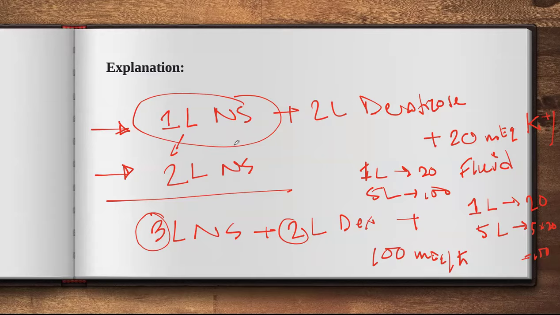Yes, so always add the deficit in the normal saline. No, it's not like that. You guys are making it difficult. It's not 20 milliequivalent for 1 liter plus 2 liter. I said 20 milliequivalent per liter of fluid. This is a different formula. If the patient was only getting 3 liter fluid, then it would be 3 into 20, 60 milliequivalent of potassium. Yeah, the deficit will be added to the normal saline.